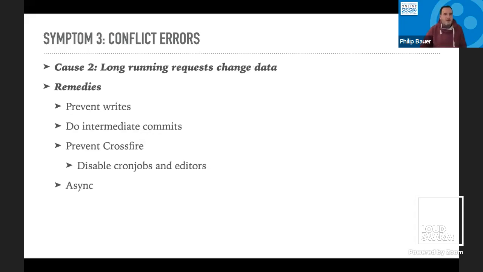Another cause for conflict errors can be long-running requests that change data. Everything that takes long would be excellent if it wouldn't write in the database at all. Then you don't have any chance of having a conflict error. If you do something that takes long, you should do intermediate commits. Everything that takes very long is mostly something administrative, like importing data, so it doesn't really hurt if you have intermediate commits. You should prevent crossfire from external data sources, for example, cron jobs, or just switch off editing.